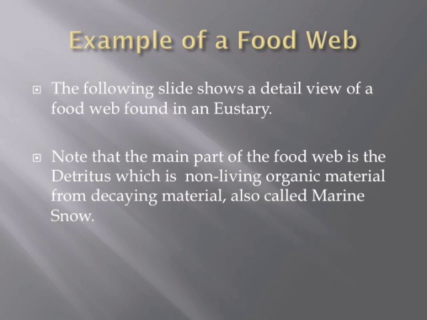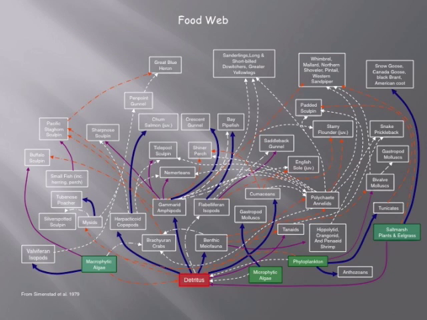Here's an example of a food web. It's very detailed, and it's a food web of an estuary, or one found in an estuary. Here's the food web. It's quite complex. You guys can look at it and figure out the arrows and everything.